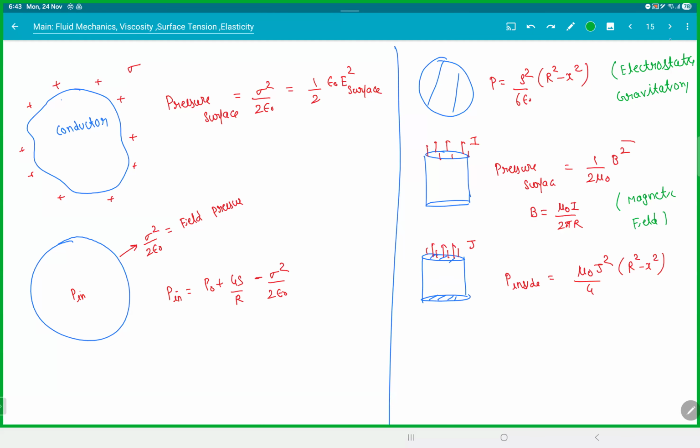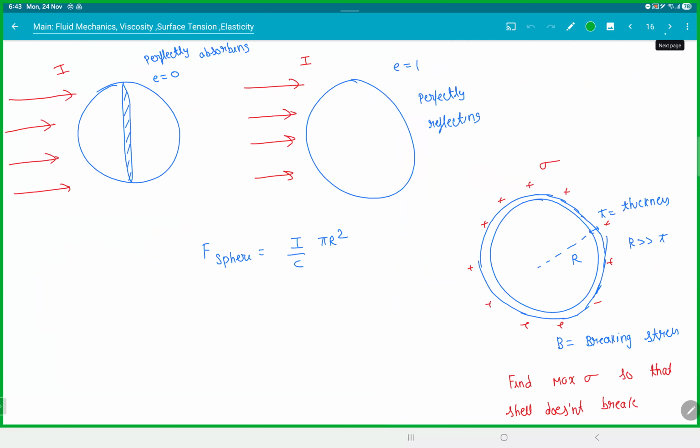But you should know the field due to the shell there. Do you guys remember this result? If you have a perfectly absorbing or a perfectly reflecting surface, the force will remain the same. We have done this in modern physics. So that's based on radiation pressure.